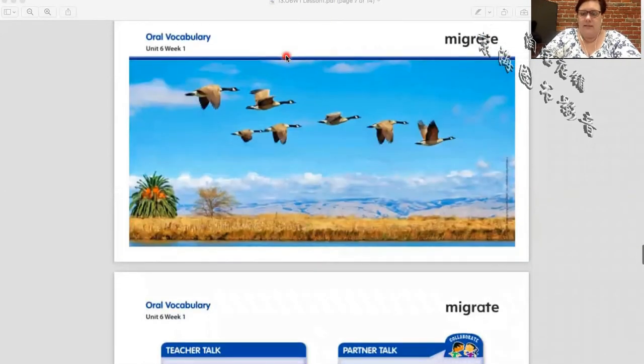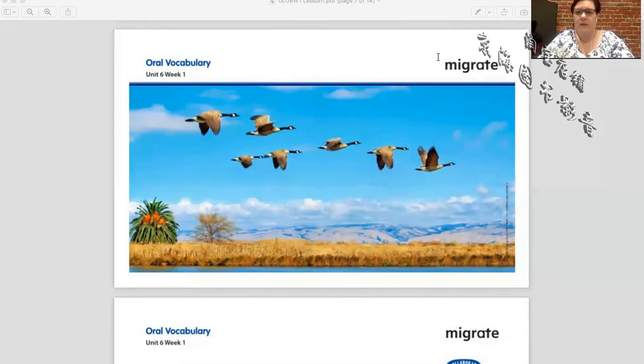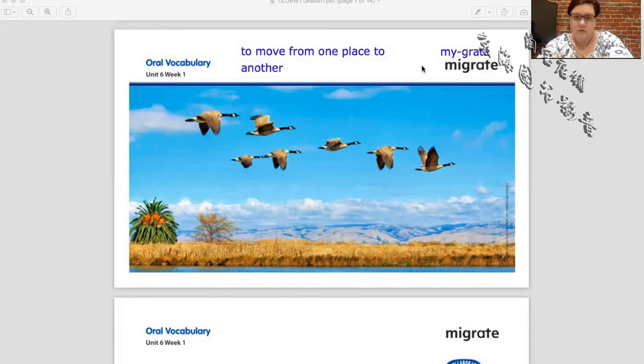Okay, let's look at this next word. I'm going to type for you how to say it. Okay, so we say this migrate. Migrate. Okay, and to migrate is to move from one place to another. It doesn't fit. So annoying. Okay, let's write it somewhere else. Okay, to move from one place to another. Okay, so when we migrate, we move from one place to another.